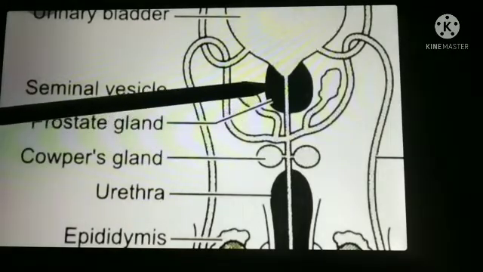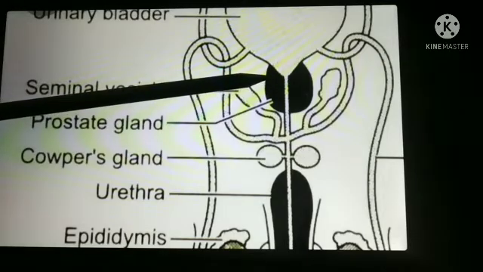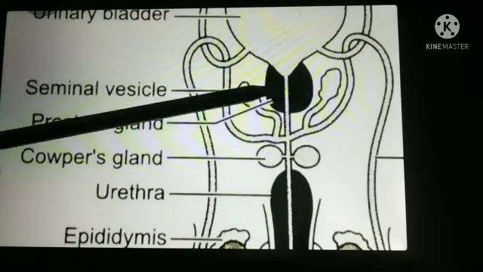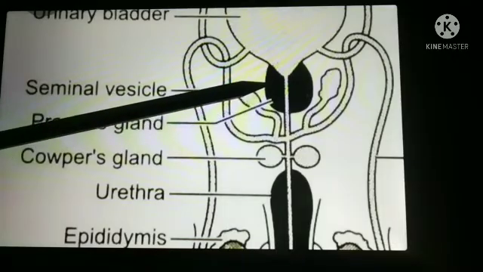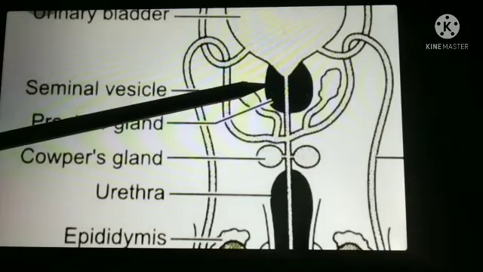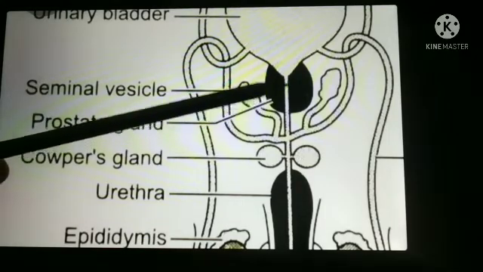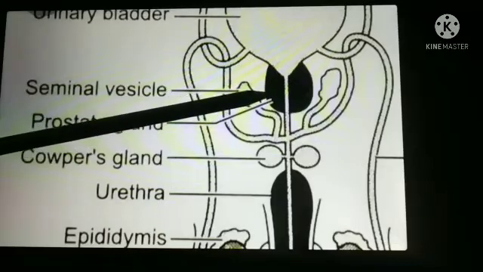What is the function of the prostate gland? The prostate gland contributes additional fluid to the ejaculate and it nourishes the sperm. So the function of the prostate gland is contributing additional fluid to the ejaculate, and it is also nourishing the sperm.